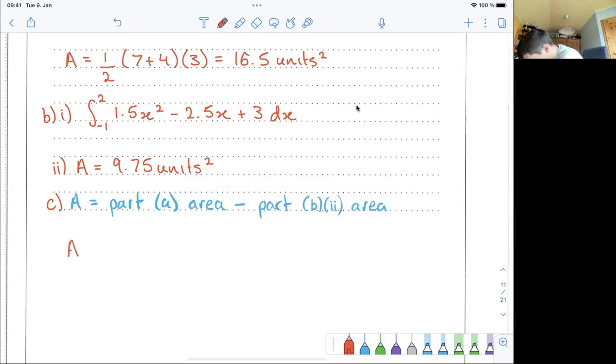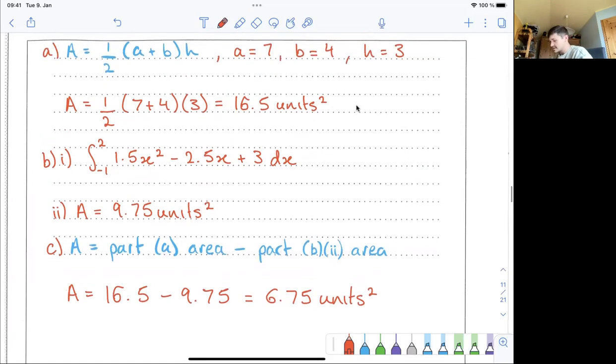So let's bring this down. We'll go A is equal to 16.5, subtract 9.75, and we will find that to be equal to 6.75 units squared. And so that is the answer to question 6.